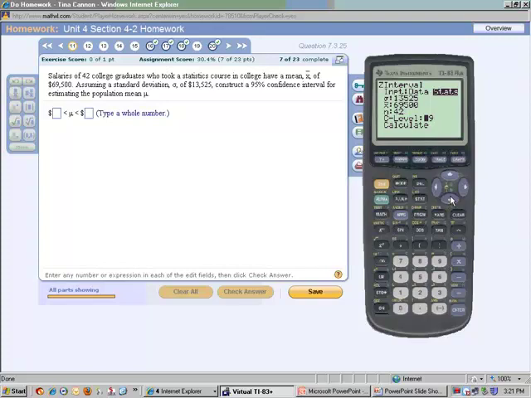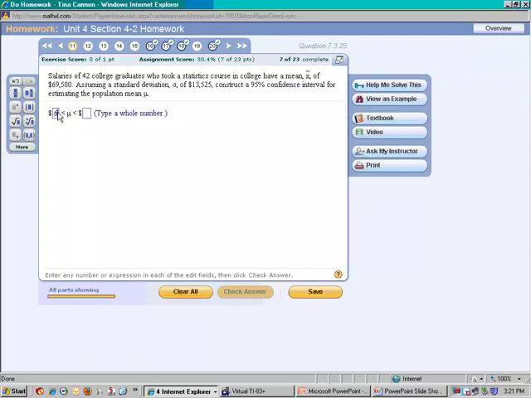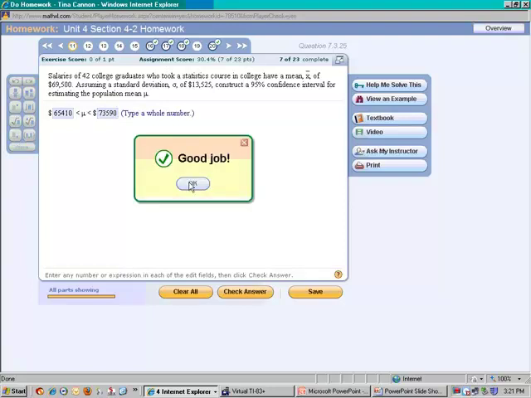and the confidence level is 0.95, and we want to calculate the interval. So when we do, these are the numbers we get. We get 65,410 and 73,590. So we will put those in. 65410, and we will put in 73590 and check our answers. And notice we have this.